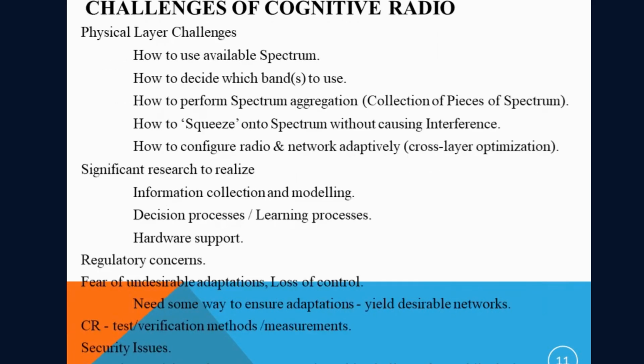Last but not the least, we will look into the challenges of cognitive radio. First comes the physical layer challenges, where we try to analyze how to use an available spectrum, how to decide which band to use, how to perform spectrum aggregation, and how to configure different radio networks. Next comes the issues in decision processing, learning process, information collection, modeling, and the type of hardware support. The other challenges in cognitive radio includes the regulatory concerns, the type of adaptations needed, the test and verification methods in cognitive radio, the security issues, cost, size and weight issues, and also energy consumption issues.